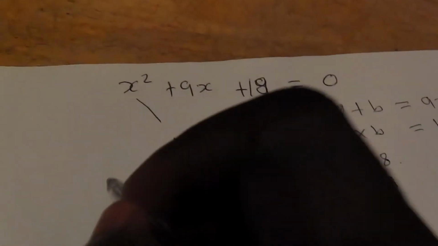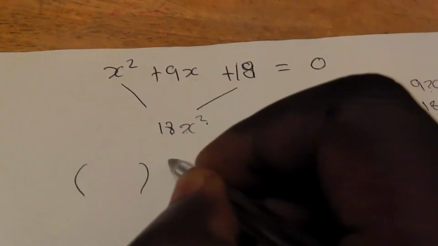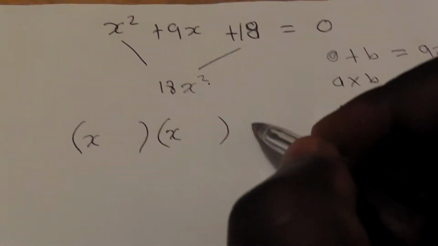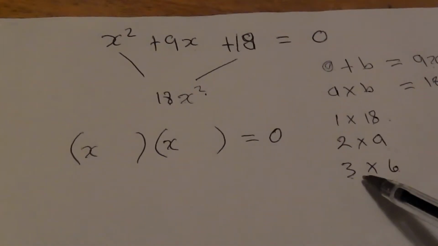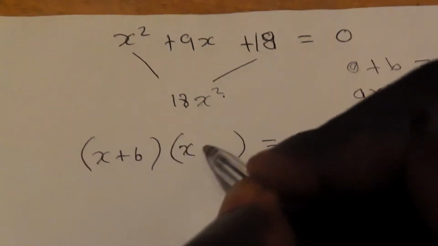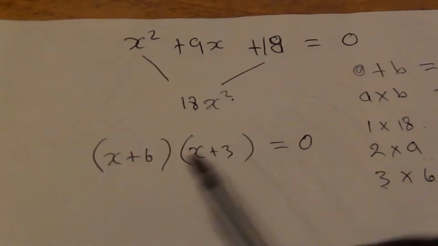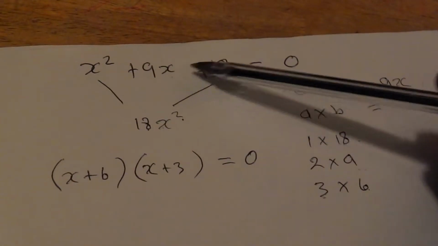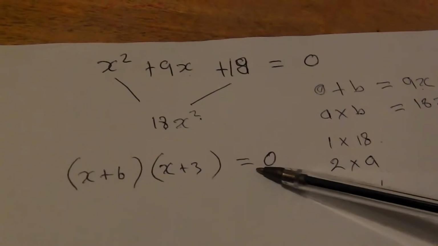So the next step is you put your two brackets like this, and then you put your x here and your x here, and this should be equal to 0. And then you take these two factors. The first bracket will be plus 6, and this one will be plus 3. So this quadratic equation can be factored to this form using factorization.